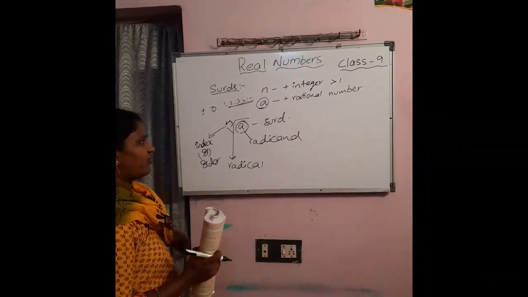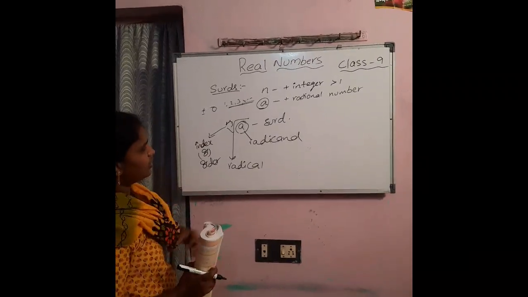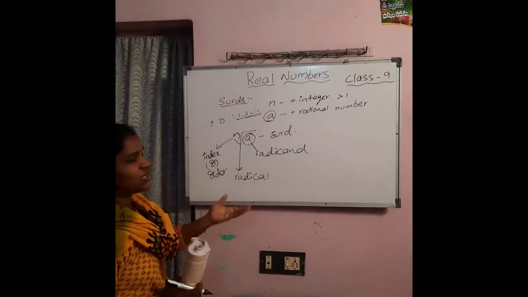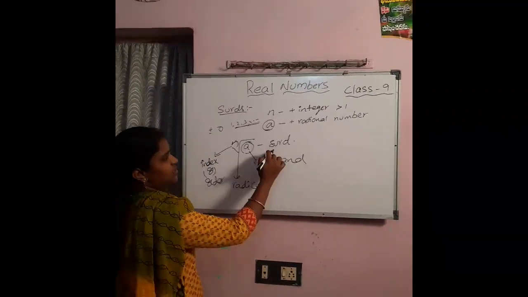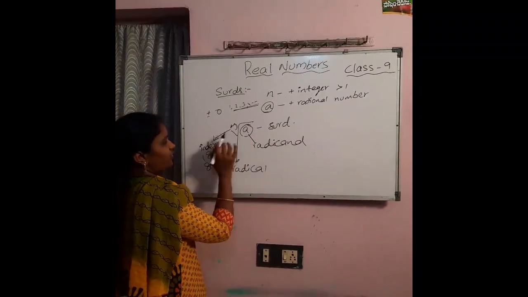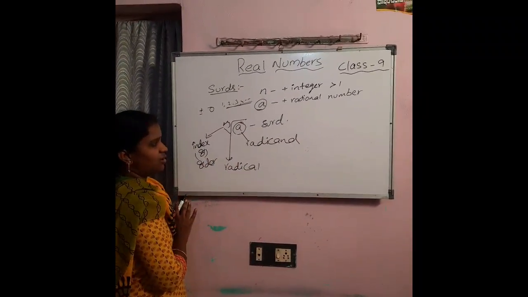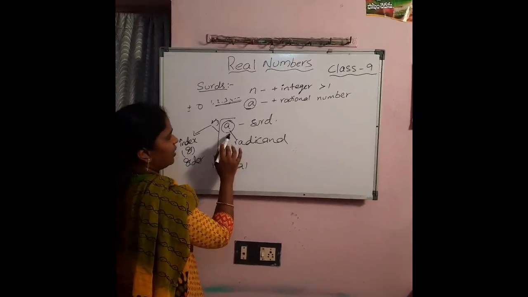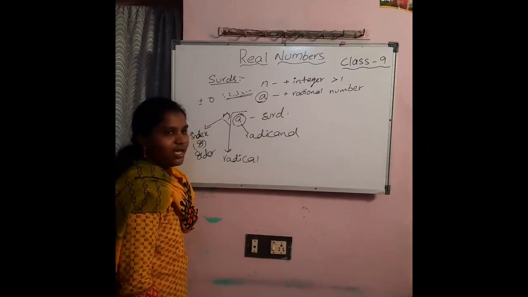But the nth root of A, what we have taken in the root, should not be writable as a power of other rational numbers. Then only we can say that it is a surd. Now if you observe the nth root of A, n is called the index or order, the root symbol is called the radical, and A, the rational number, is called the radicand.